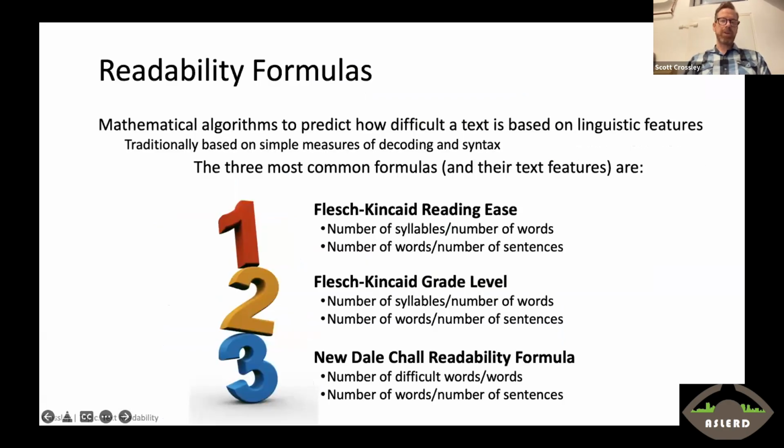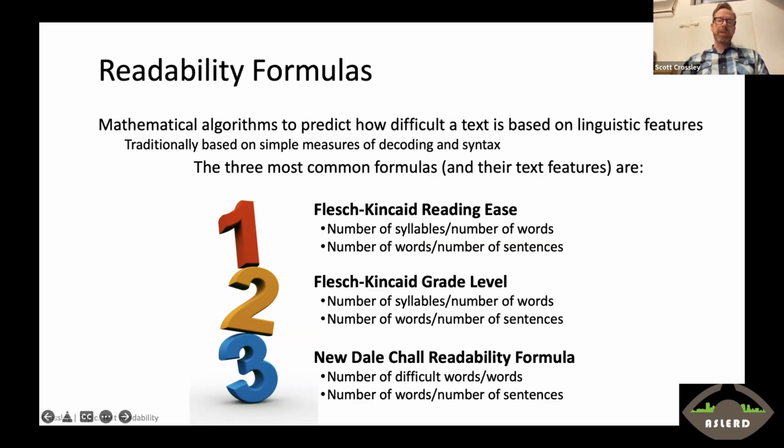Now, this has been done traditionally using readability formulas. And hopefully you're familiar with some of these, but they're basically just mathematical algorithms that predict how difficult a text is. The three probably most commonly seen formulas are Flesch-Kincaid, and this is all in English, by the way, Flesch-Kincaid reading ease, Flesch-Kincaid grade level, and the new Dale-Chall readability formula.